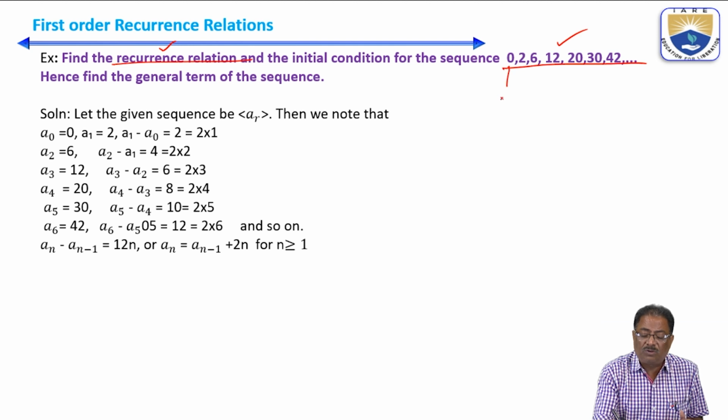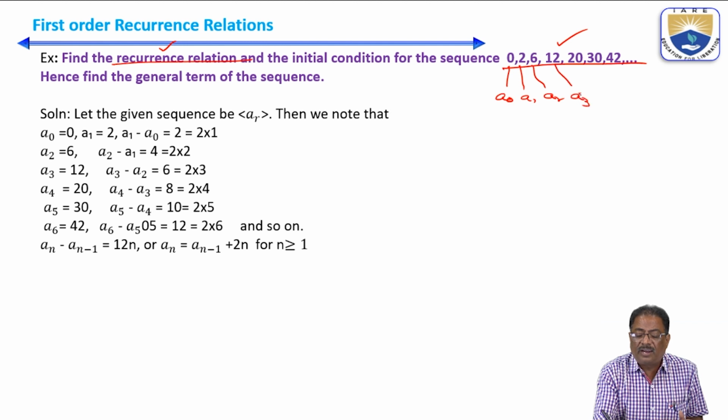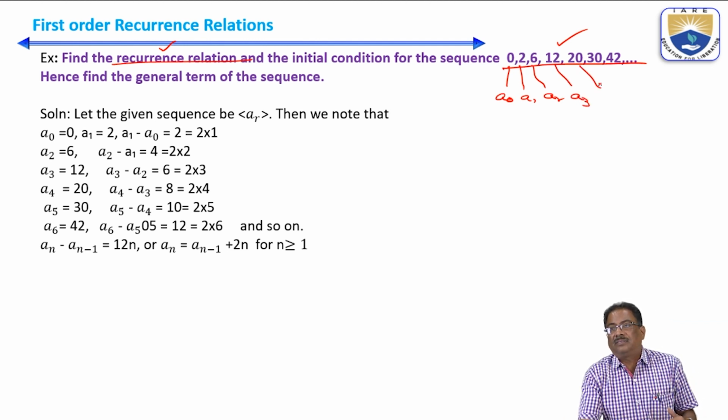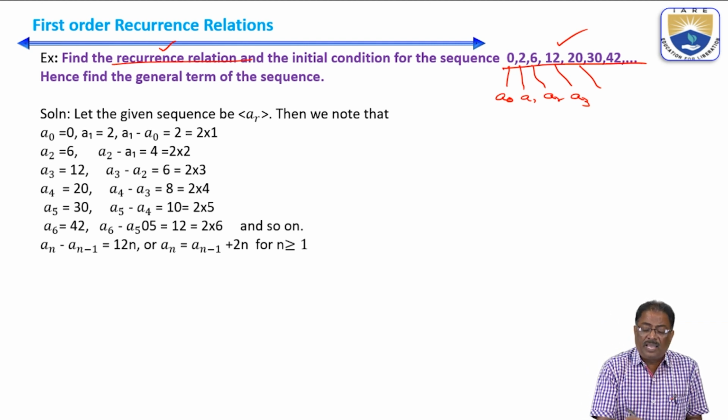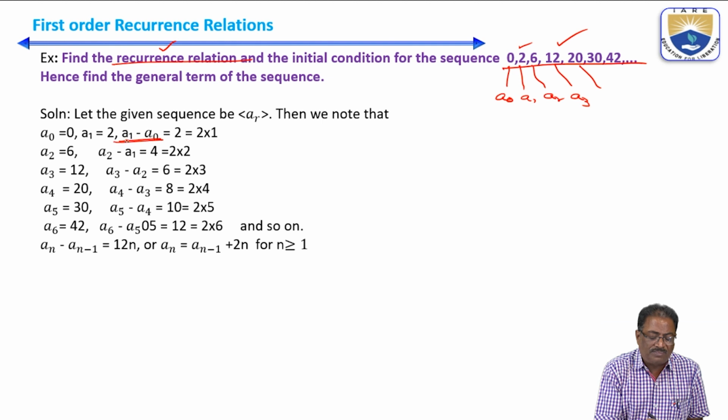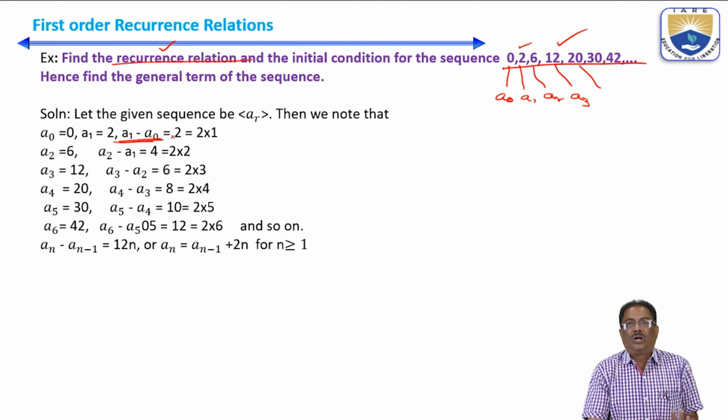So whatever the sequence will be, this is A0, this is A1, this is A2, this is A3, and so on. A sequence is nothing but arranging numbers in a particular order, in a particular fashion. So that is known as a sequence. Now here, A0 is equal to 0, A1 is equal to 2. Now I am going to write what is the relationship; there is a particular relation between the numbers that we are calling a sequence. So what is that relation? If I find that relation, it is known as a recurrence relation.